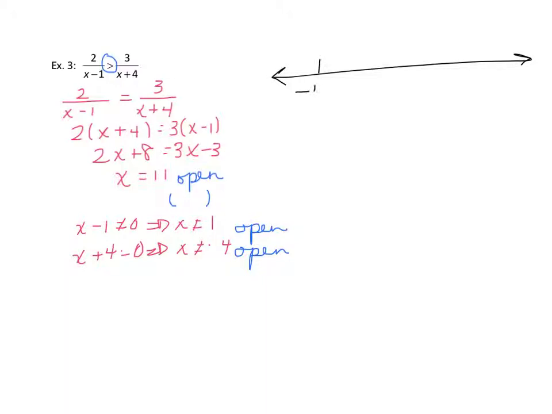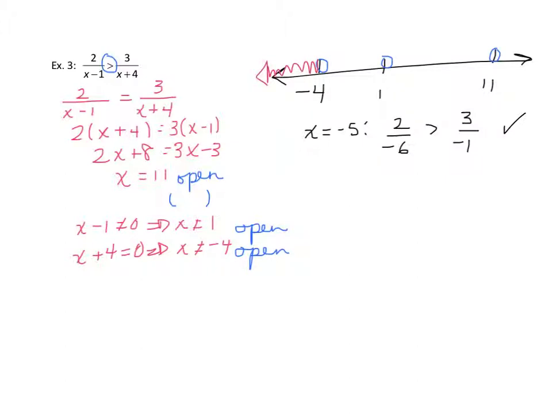So I have negative 4, and I also have 1, and I also have 11, all with open circles. Now I'm ready to test points. I'll use negative 5 for the interval of values below negative 4, which will lead me to a statement that says 2 divided by negative 6 is greater than 3 divided by negative 1, which is a true statement since negative 1/3 is greater than negative 3. So I will have shading for the interval of values below negative 4.